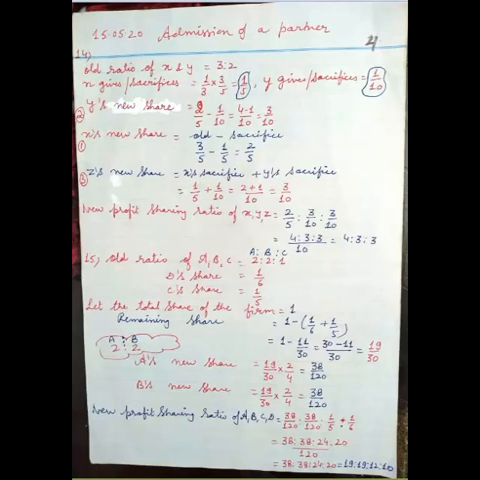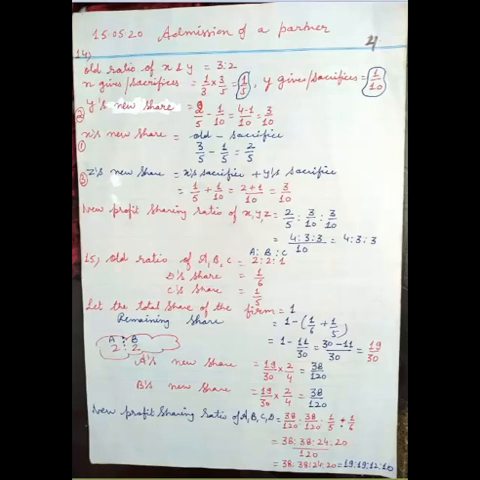So Y's new share. It is given in the question, beta. Y gives 1/10 from his share. From means minus. So you will subtract 1/10 from his share. So Y's new share is equal to 2/5 minus 1 by 10, which is equal to 3 by 10. Now X's new share is equal to old minus sacrifice. X's old share was 3/5 minus sacrifice 1/5, which is equal to 2/5.